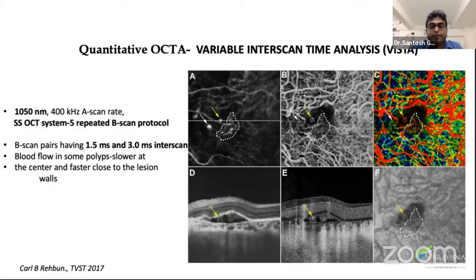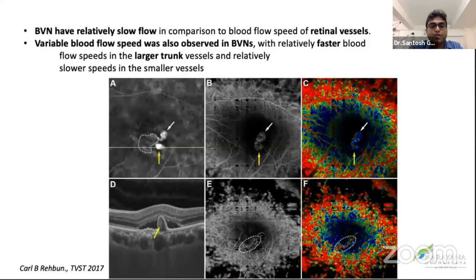It's quite an academic interest thing, but it's really not coming to production yet, maybe because of the difficulties that they're facing. And BVNs are known to have relatively slow flow when compared to the retinal vasculature. So this variable vasculature should be kept in mind when we are interpreting cases of polyps and BVN.